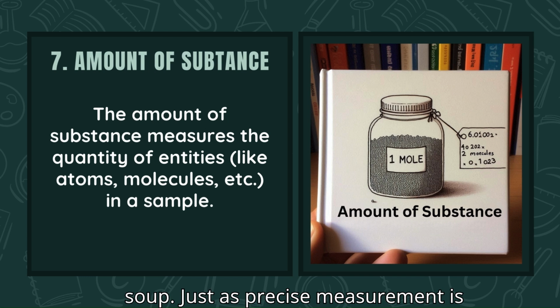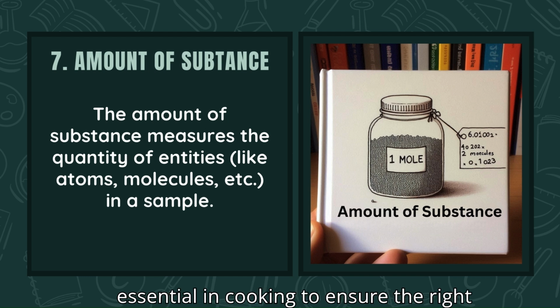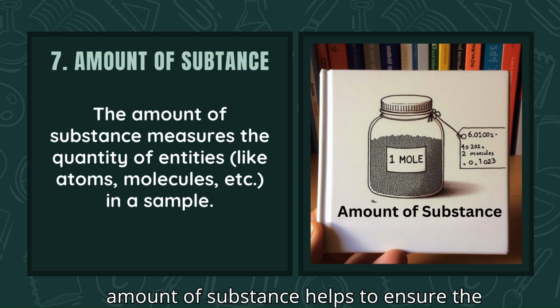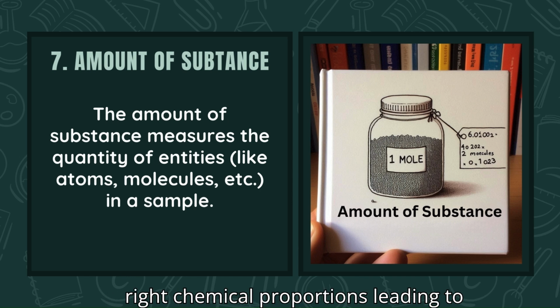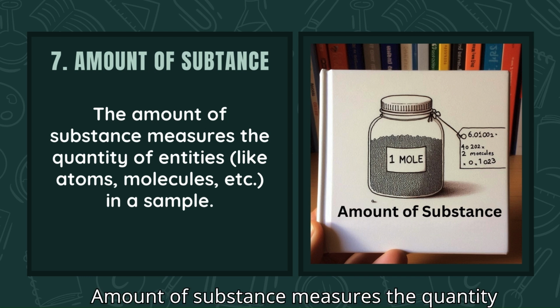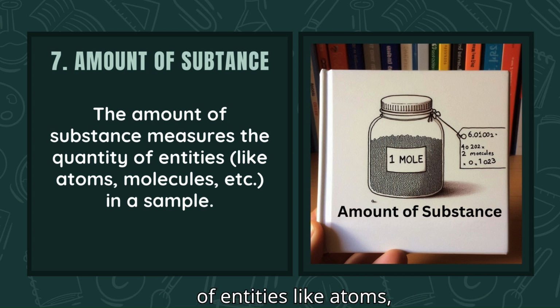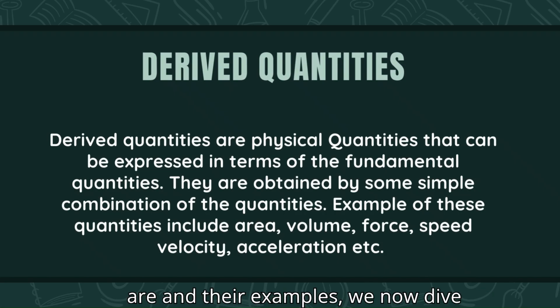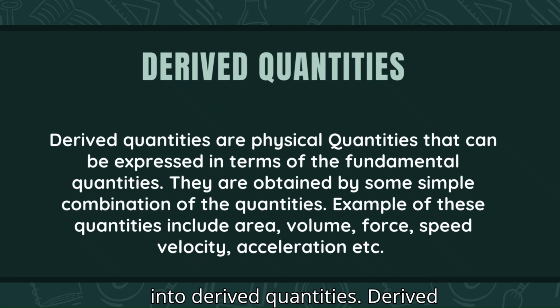Just as precise measurement is essential in cooking to ensure the right taste and texture, understanding the amount of substance helps to ensure the right chemical proportions, leading to successful reactions or products. Amount of substance measures the quantity of entities like atoms, molecules, etc. in a sample. Having known what fundamental quantities are and their examples, we now dive into derived quantities.